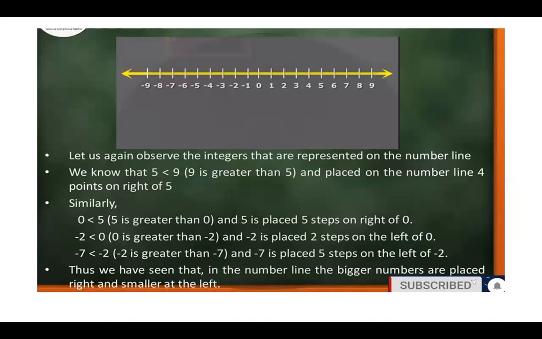Let us again observe the integers that are represented on the number line. We know that 9 is greater than 5 and is placed on the number line 4 points to the right of 5. Similarly, 5 is greater than 0 and 5 is placed 5 steps to the right of 0. 0 is greater than -2 and -2 is placed 2 steps on the left of 0. -2 is greater than -7 and -7 is placed 5 steps on the left of -2. Thus, we have seen that on the number line, the bigger numbers are placed to the right and the smaller at the left.